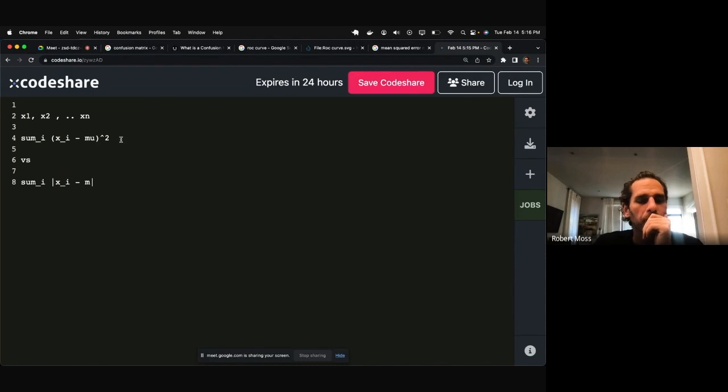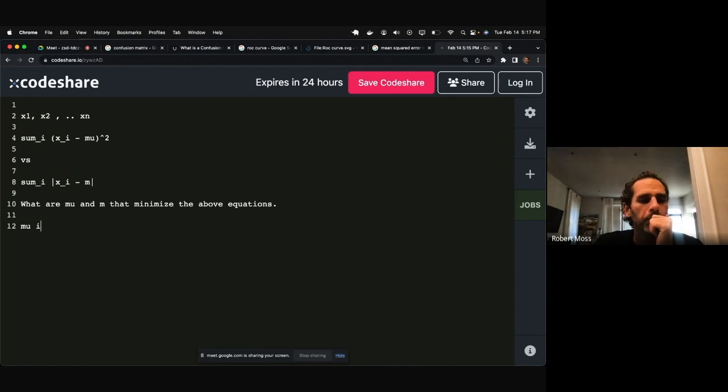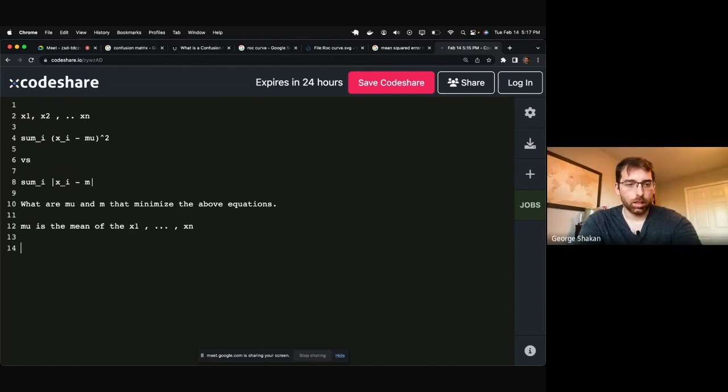Yeah. So you can ask, when the xi's are fixed, what's the value of mu and m that minimize the above equations? And this is the mathy part. It turns out that if you do some work, mu is the mean of the xi's, and m is the median. Again, this has nothing to do with machine learning. This is just for numbers. So we want to minimize the squared error versus the absolute error. One gives mu, and the other one gives the median.